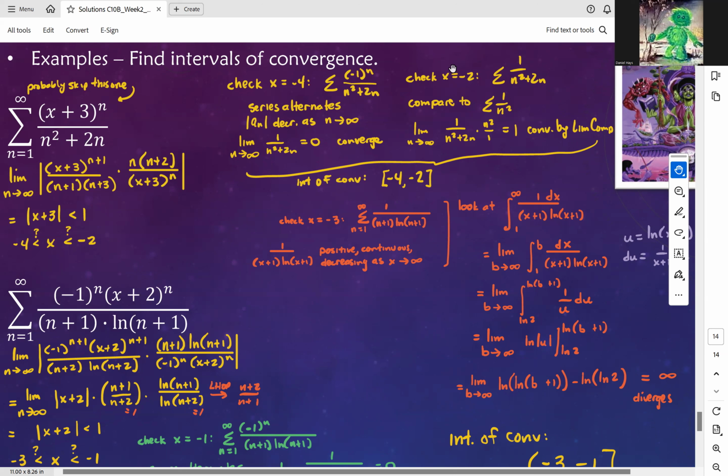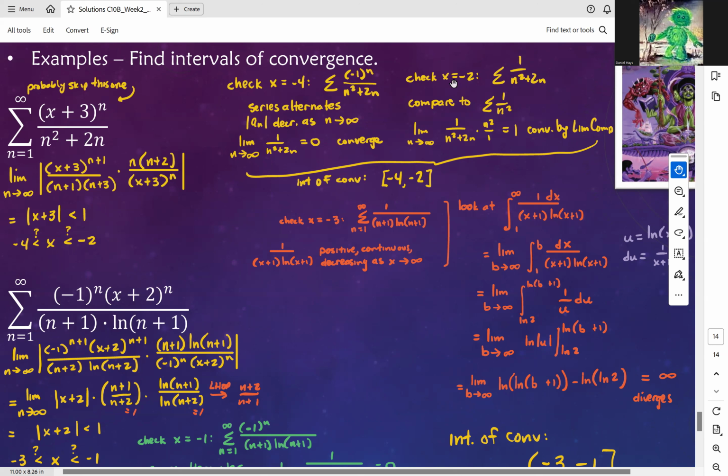Over on this right panel here, I've got both of those checks. When x is -4, we end up with an alternating series. So I've shown the 3 steps for that, and I've got convergence at -4.